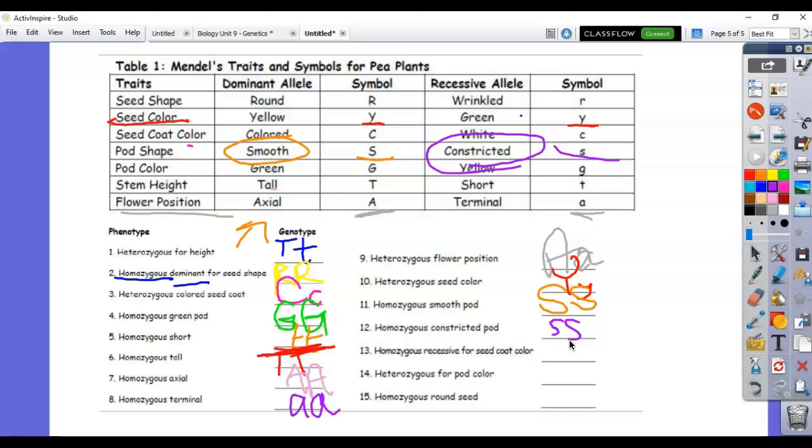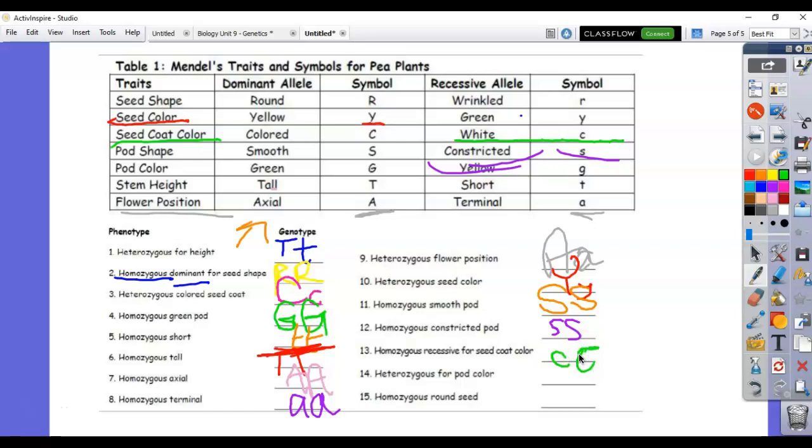Homozygous recessive for seed coat color. All right, so let's go up to seed coat color. So seed coat color is up here. Sorry, I'm a little delayed here. Seed coat color. Homozygous recessive. So homozygous, two the same or two different? Two the same. And it says it has to be recessive. So recessive is a lowercase, so it's going to be two little c's.